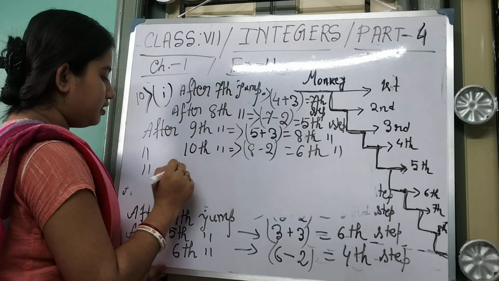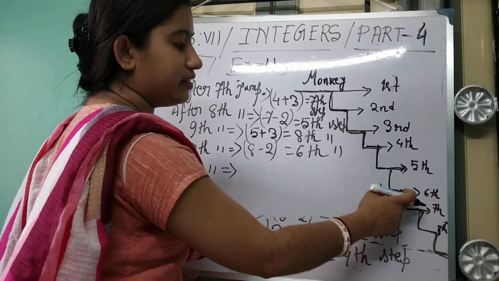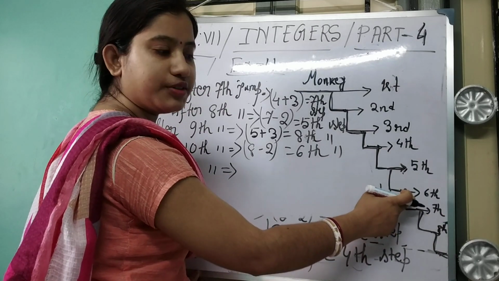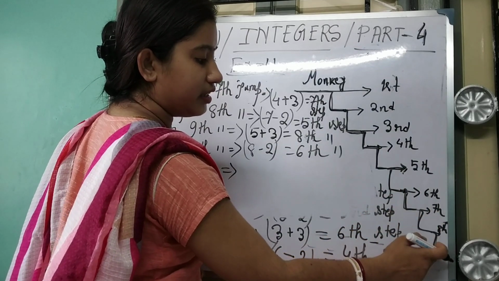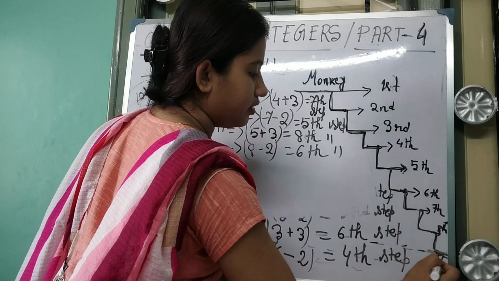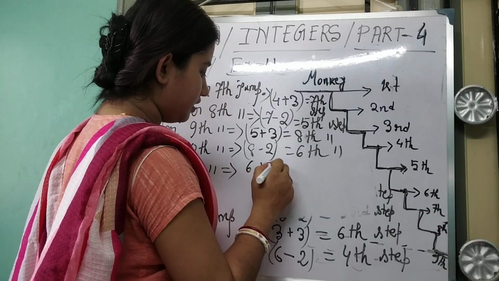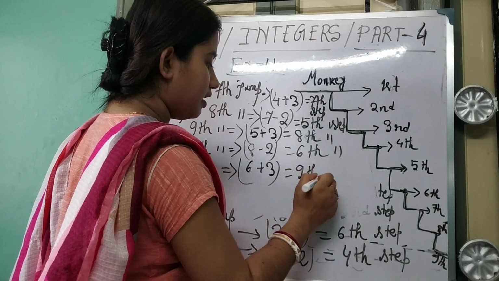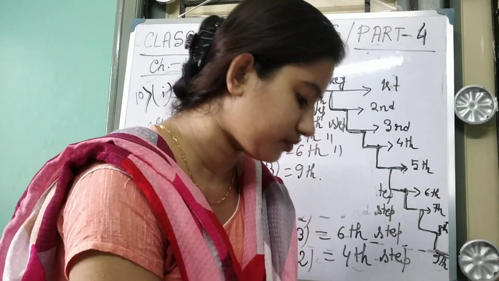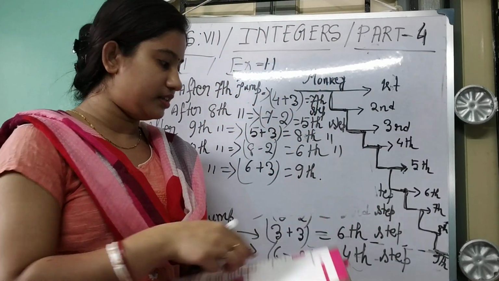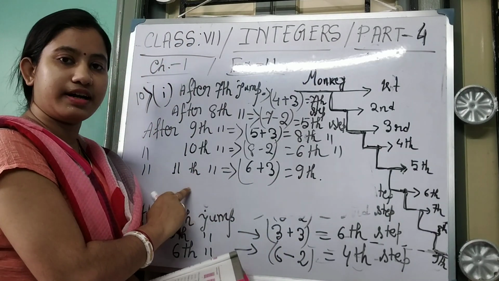Now the monkey will be in this position, that means the 6th step. And after the 11th jump, the monkey jumps 3 steps down from this position, 1, 2, 3, that means this position, the 9th position. This is the required position. So 6 plus 3 equals the 9th position. Now we know that water is in this position, the 9th position. So the monkey now reaches this water level. So this is the final jump, that means the 11th jump is the final jump.